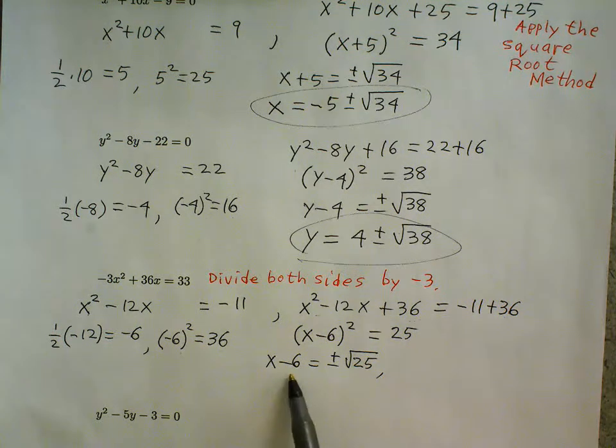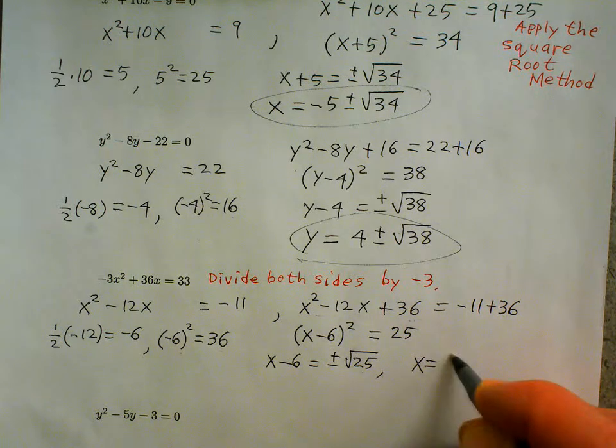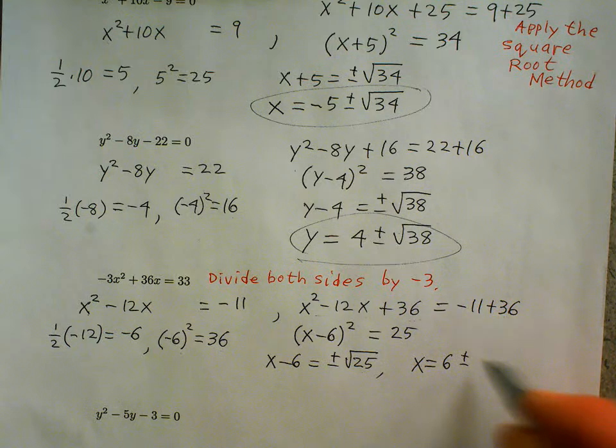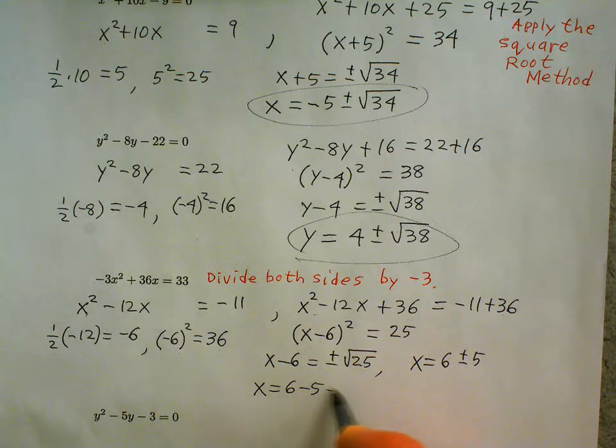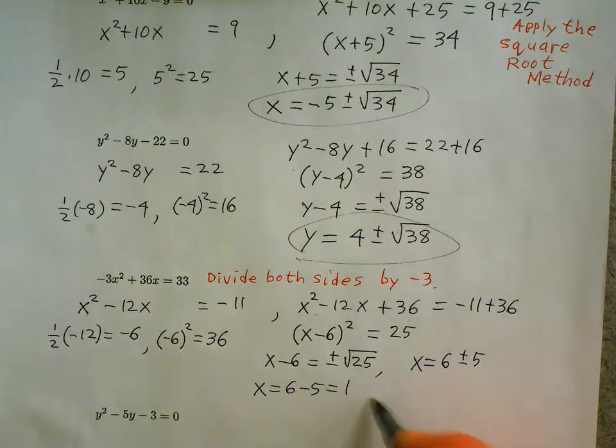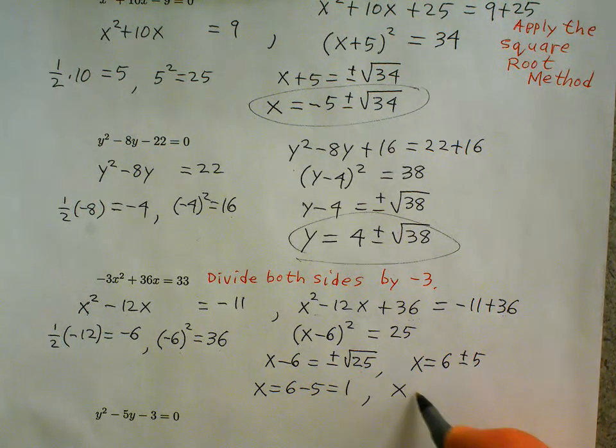In the next step, we'll add 6 to both sides and also simplify the square root of 25. So we get x equals 6 plus and minus 5. But we can simplify further, so we want to list the two solutions separately. One solution is x equals 6 minus 5, or x equals 1. And the other solution is x equals 6 plus 5, or 11.